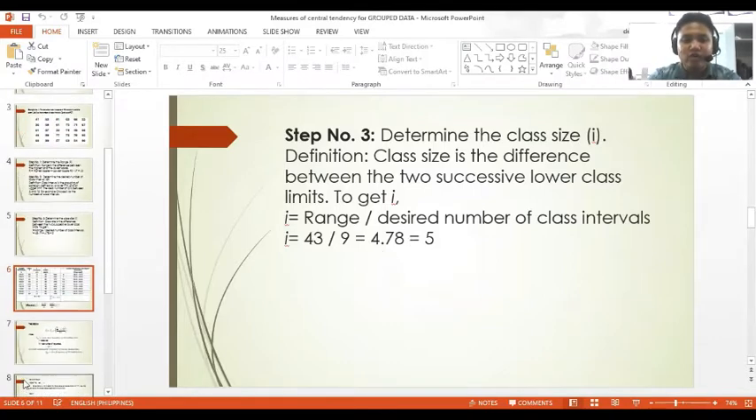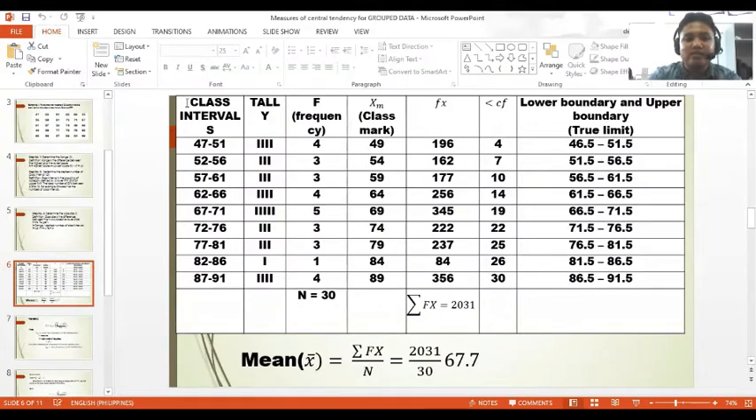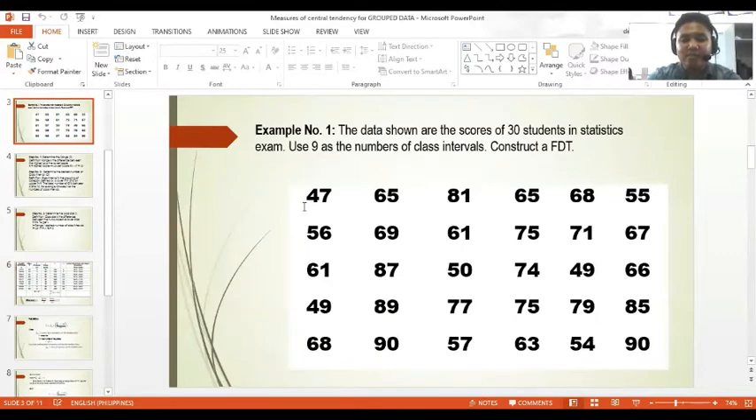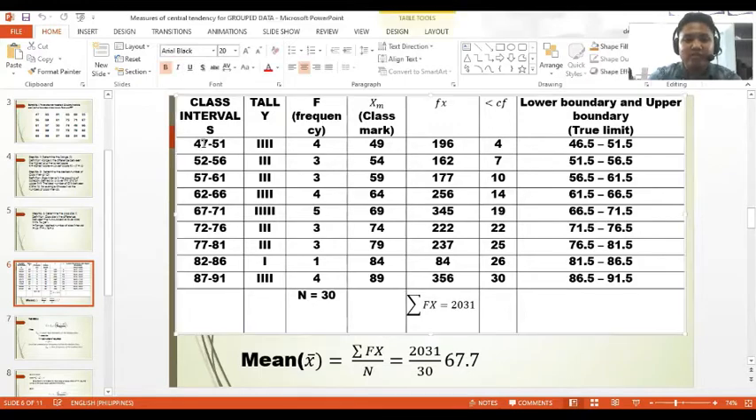Ngayon, proceed na tayo doon sa gagawa na tayo ng class interval natin. Anong purpose ng class size? Ang purpose ng class size dito, una muna, titingnan mo yung pinakamababang score dito. Ang pinakamababang score dito is 47. So, magsa-start tayo doon kay 47. After that, yung class size na 5 kanina sa step number 3, magbibilang ka, mag-start ka sa 47, 48, 49, 50, and 51. Ibig sabihin, ang range natin dito from 47 to 51.